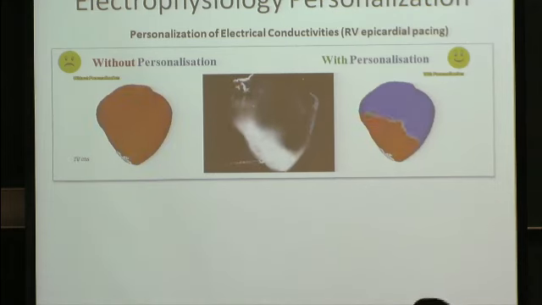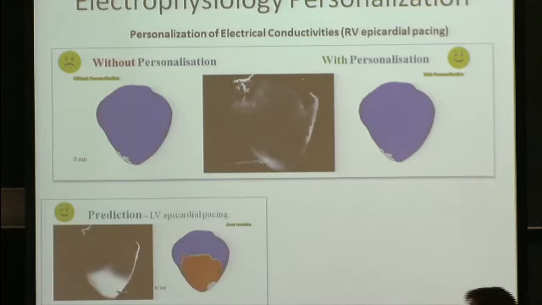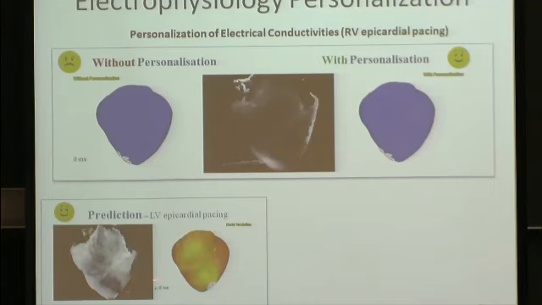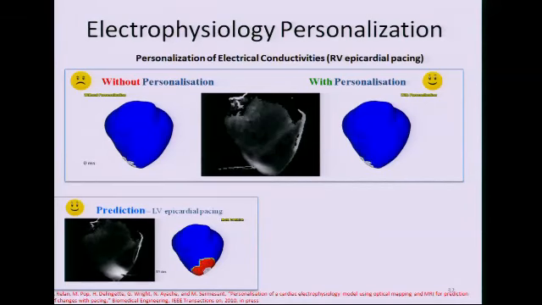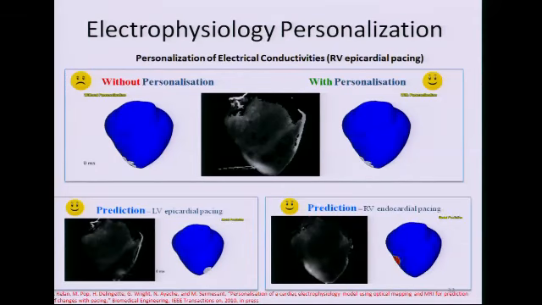In this case, we were even able to predict the propagation of signals on the heart. We changed the way we stimulate. We stimulate now at the apex of the left ventricle, and without changing anything, we were able to predict correctly the propagation wave, with some errors, but which were limited.